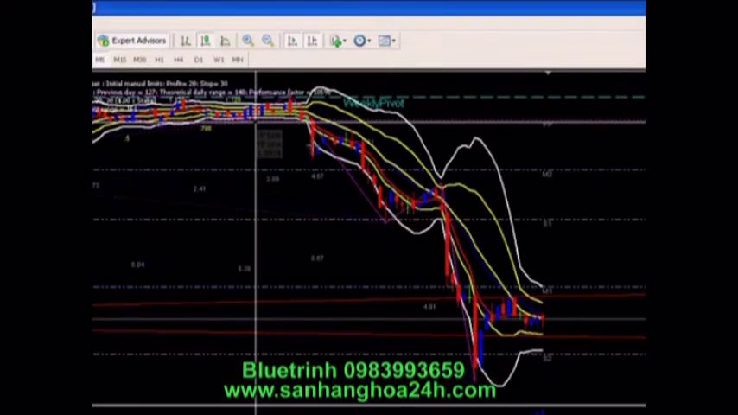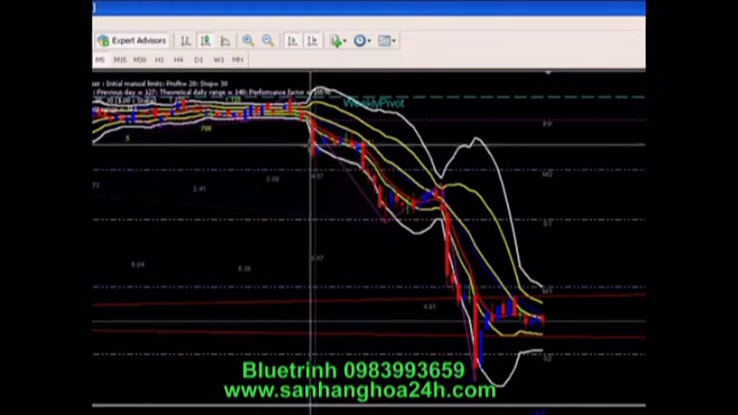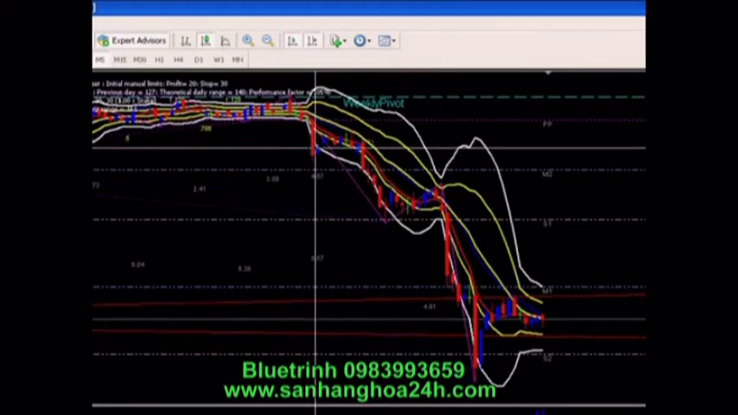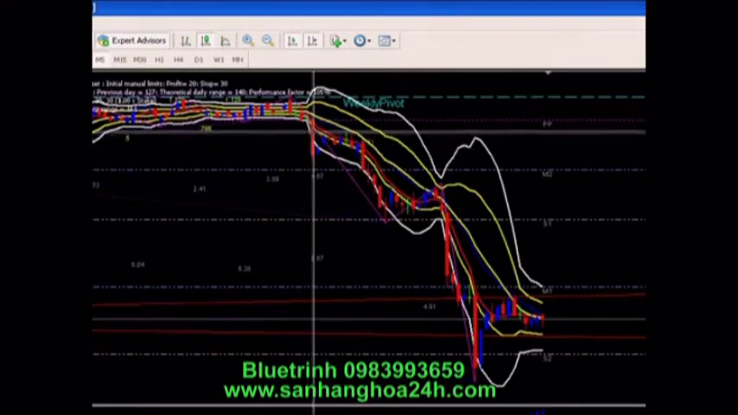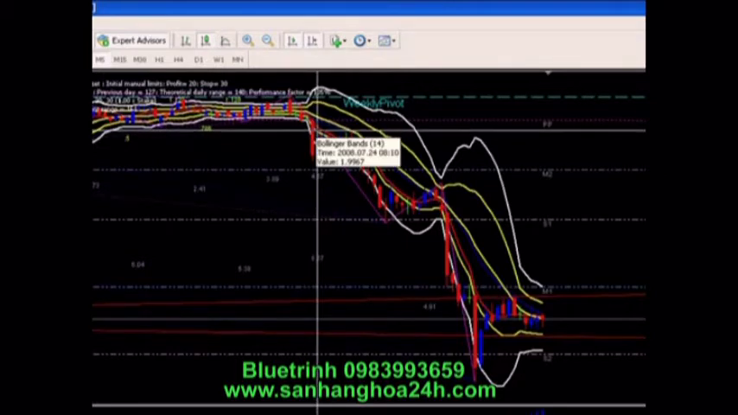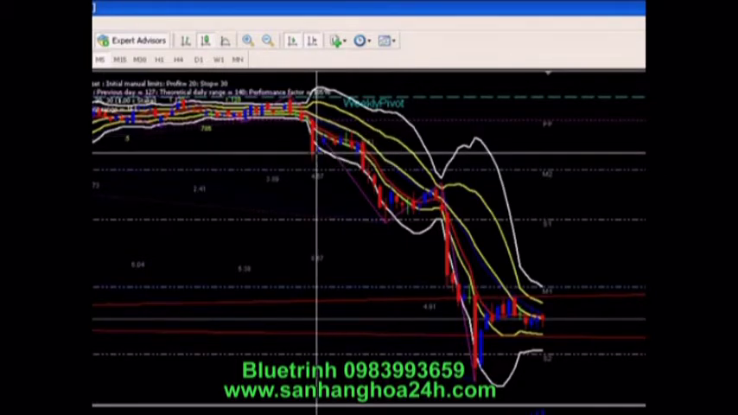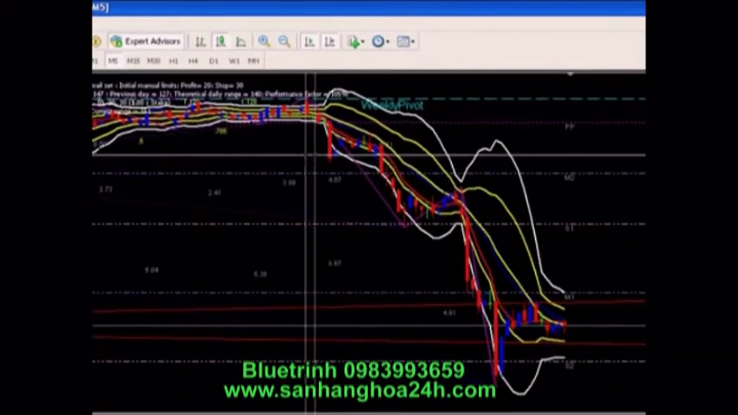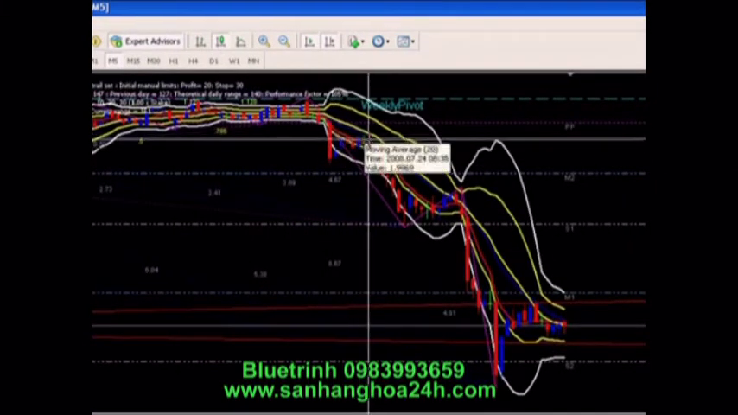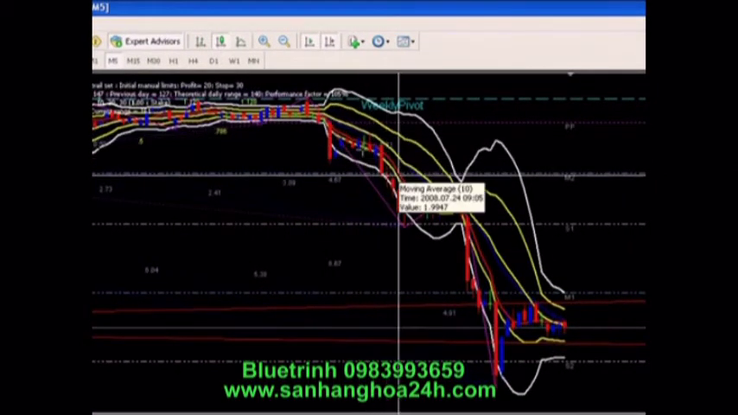It breaks the bottom of the Bollinger Band. My Bollinger Band's settings are at 14. The yellow one is a standard deviation 1, and the white one is a standard deviation 2. The red moving average here is the 10 EMA.